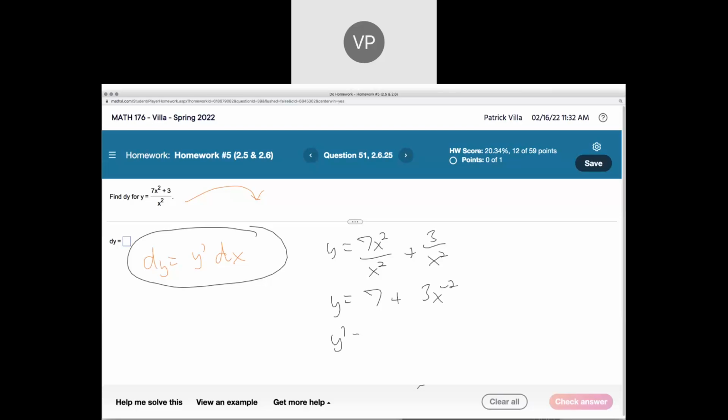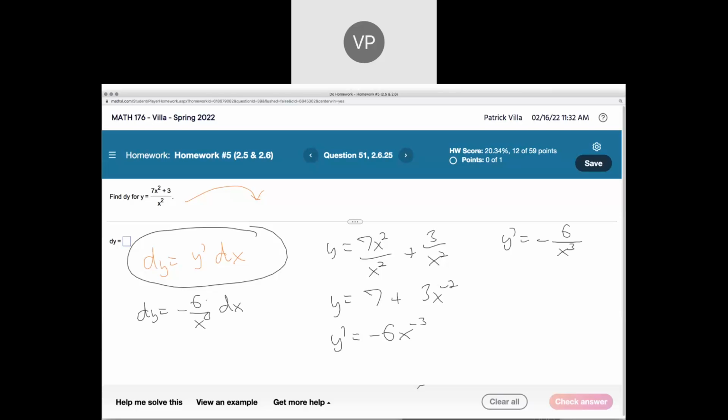Now I'm finding the derivative. Well, the derivative of 7 is nothing, so that's gone. And over here I get negative 2 times 3, which gives me a negative 6. And remember, you're subtracting 1 from the power. That's why I'm now getting this x to the negative 3. So my derivative, simplified, becomes negative 6 over x cubed. That's what I'm going to put right here. Negative 6 over x cubed dx.